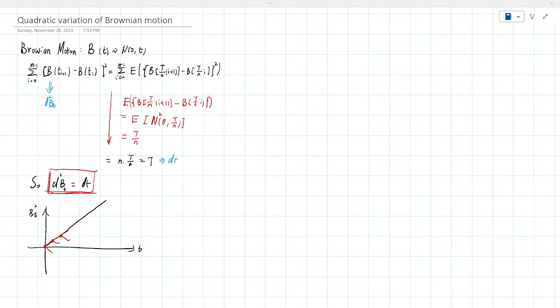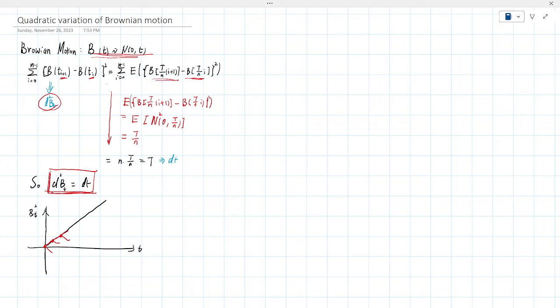Let me show you one of the most important proofs for Ito's calculus, which is quadratic variation. Notation first, Brownian motion. We can calculate the sum of Brownian motion one time slice minus the time slice before, squared. This is pretty much similar to dBt squared.